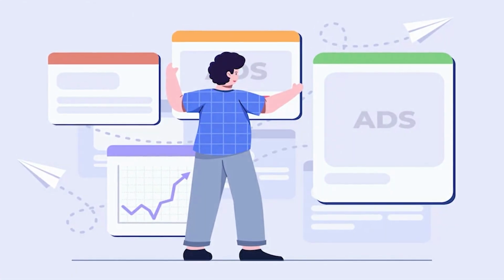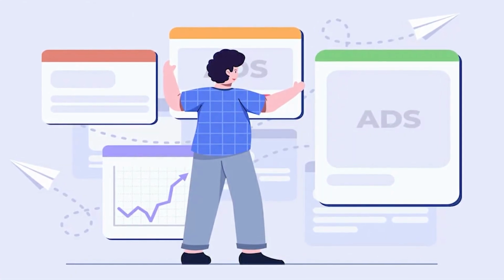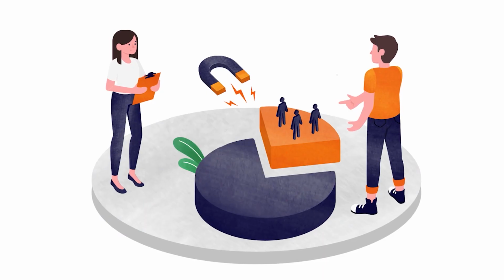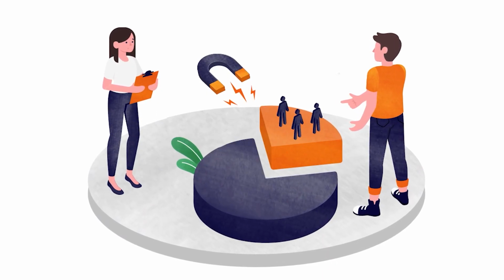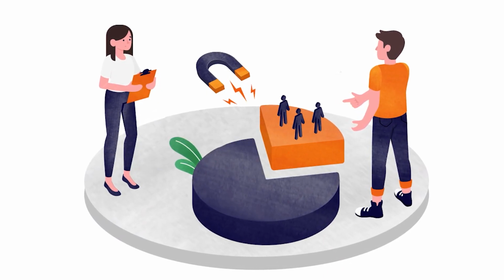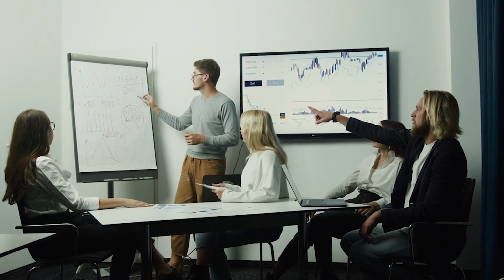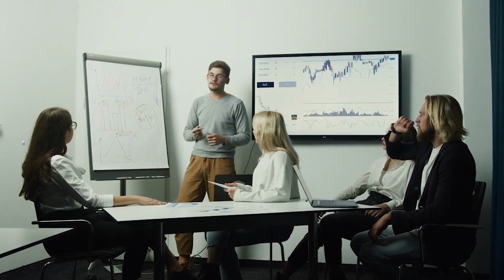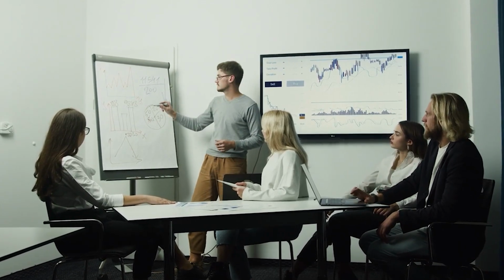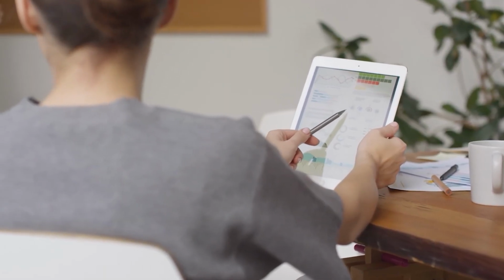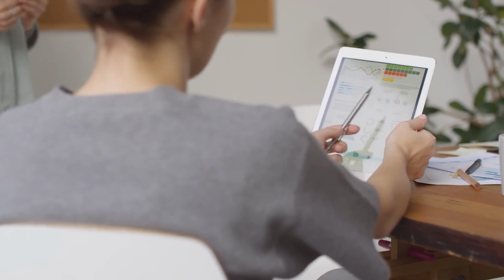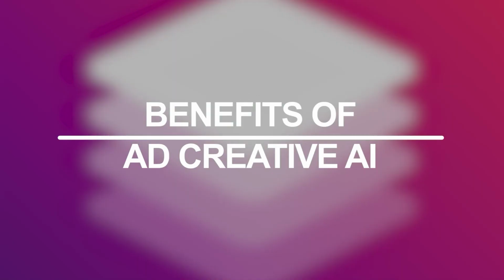Ad Creative AI makes it easy to create a range of ad variations quickly and efficiently. So take advantage of this and test different messaging, imagery, and formats to see what works best for your target audience. It's also important to monitor your ad performance metrics over time and adjust your campaigns as needed. By regularly analyzing your metrics and making adjustments to your campaigns, you can optimize your advertising efforts and achieve better results over time. Benefits of Ad Creative AI.